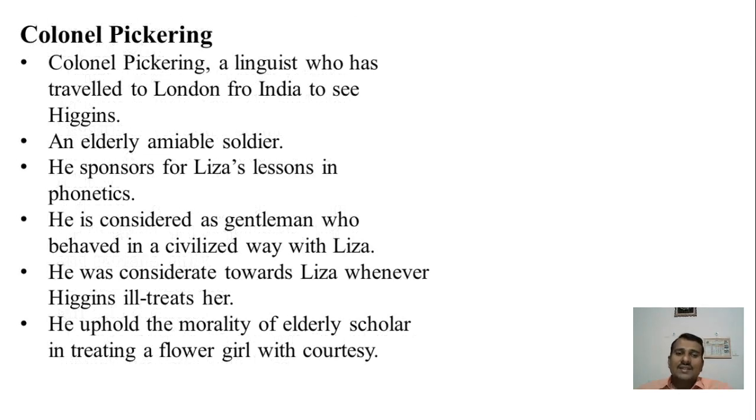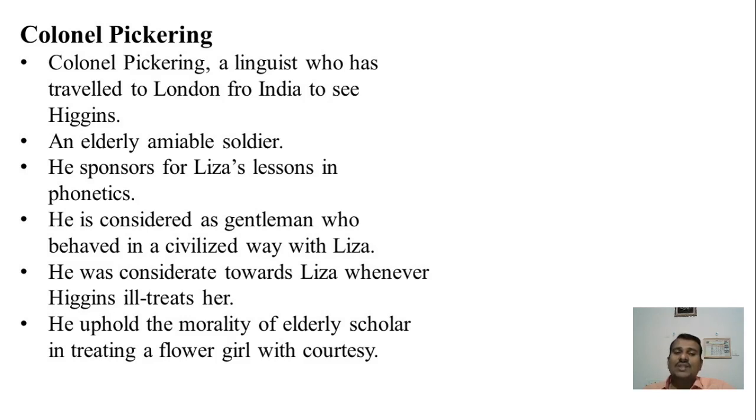The second character we are going to look at is Colonel Pickering. He is a linguist who is a scholar of Sanskrit from India. He introduces himself as from India and befriends Mr. Higgins, who is also in the same line as he studies language. An elderly amiable soldier, he is a little amiable according to the readers, and a little considerate when compared with Mr. Higgins. He sponsors Lisa's lessons in phonetics.